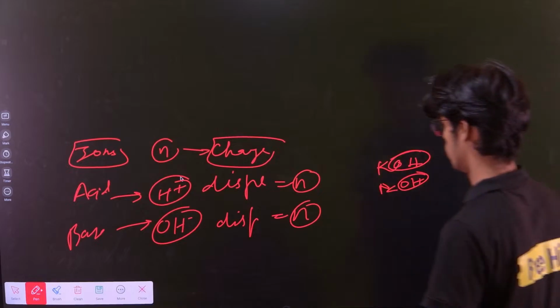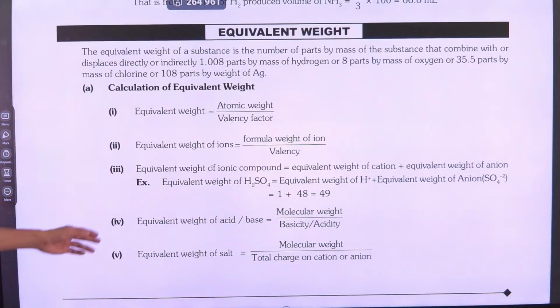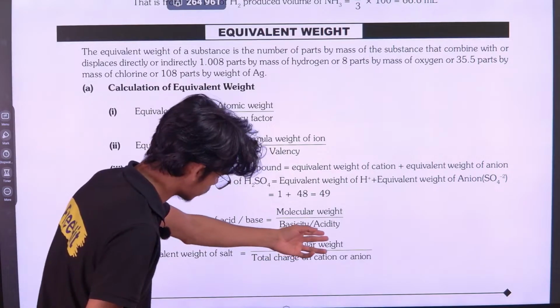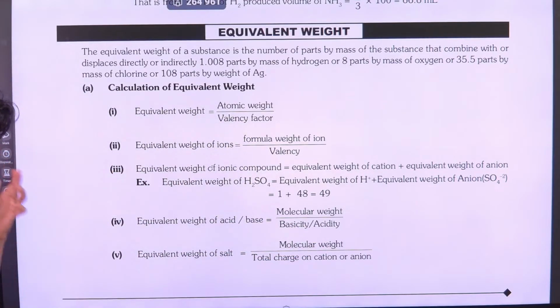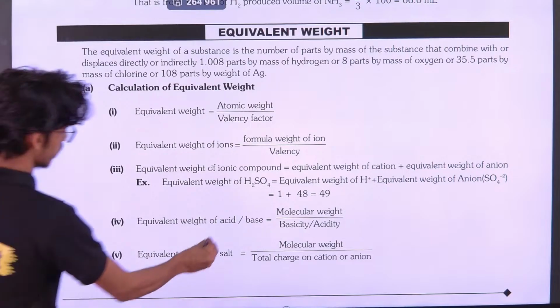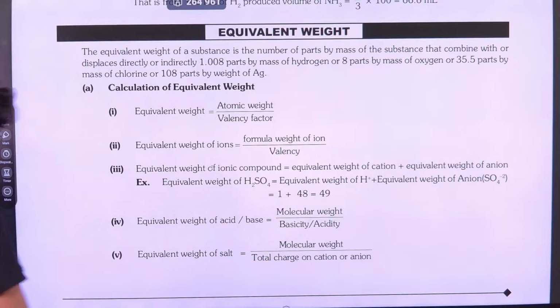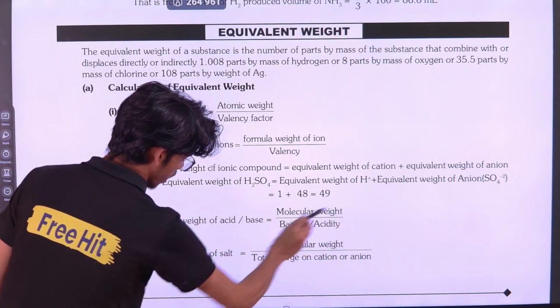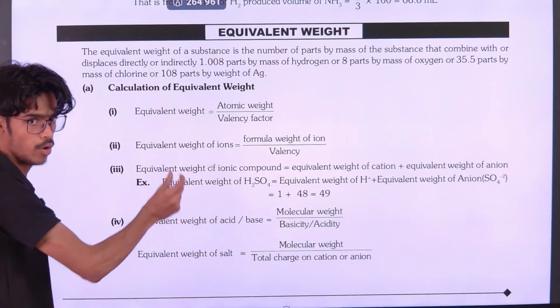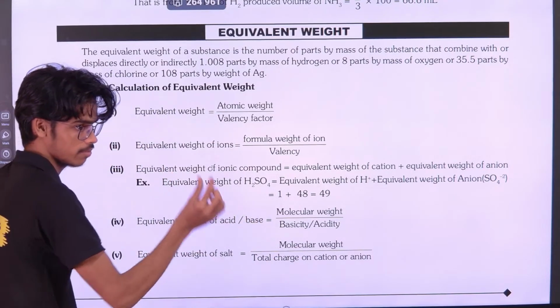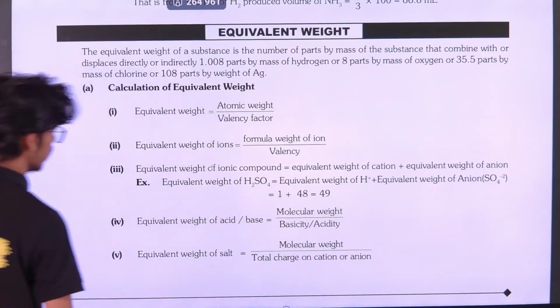Okay. So these are the things for the equivalent weight. Equivalent weight of acid or base is given by basicity or acidity, that is the same thing as hydrogen ions and OH negative ions. For acid it is called the basicity. For base it is called the acidity. In case of salt, it is the total charge on cation or anion. NaCl, Na positive means plus 1, Cl negative means minus 1. It means still 1. Got it?